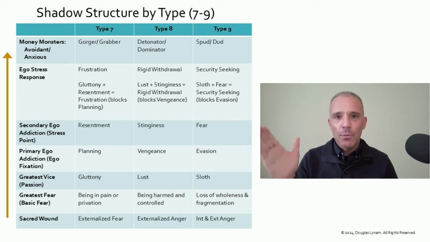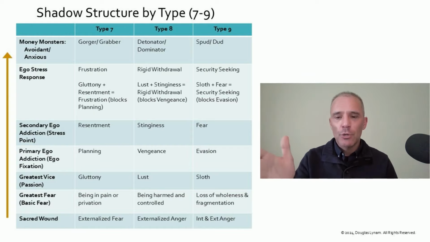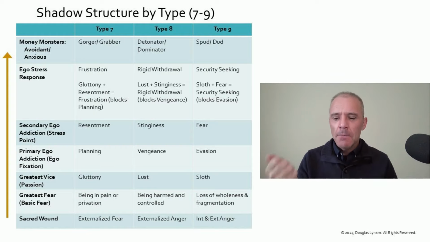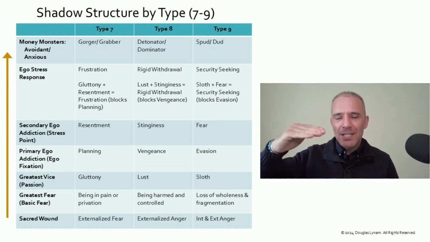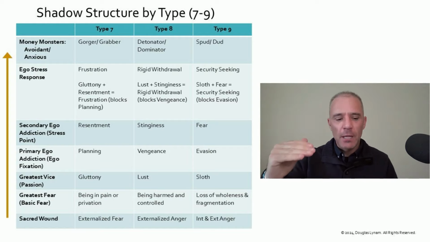Okay, moving on to type 8 with their externalized anger, the challenger. They hate being harmed or controlled, and their greatest vice then is lust. Meaning, it isn't just about sex. It's a passion for intensity. They love intense things. They love challenges. They love risks. But again, they don't want to see that too clearly, so they develop a primary ego addiction to vengeance.